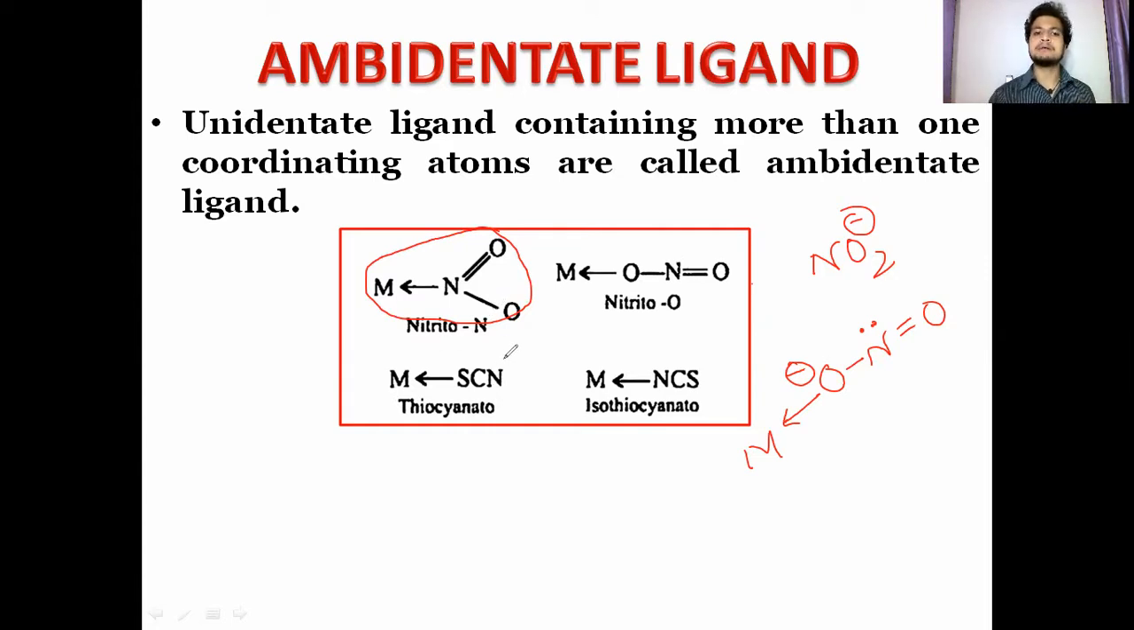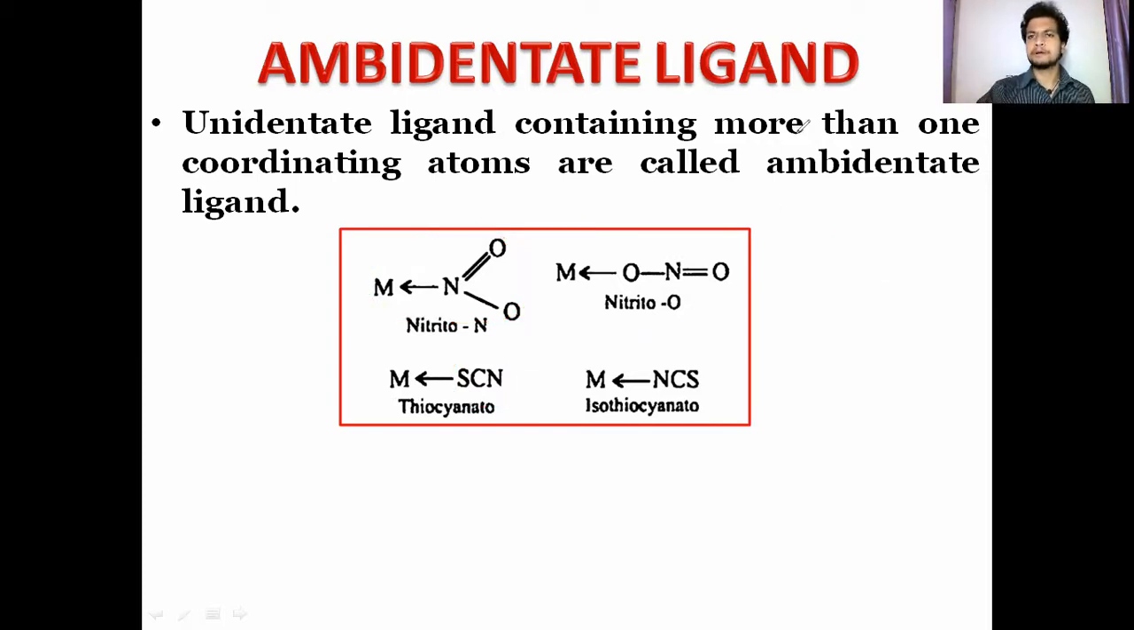In the same way, we have thiocyanide, which we call thiocyanato. Sulfur is donating. In the same ligand, nitrogen can also donate. So the unidentate ligands which have more than one coordinating site are known as ambidentate ligands. Very common and very important in coordination complexes.